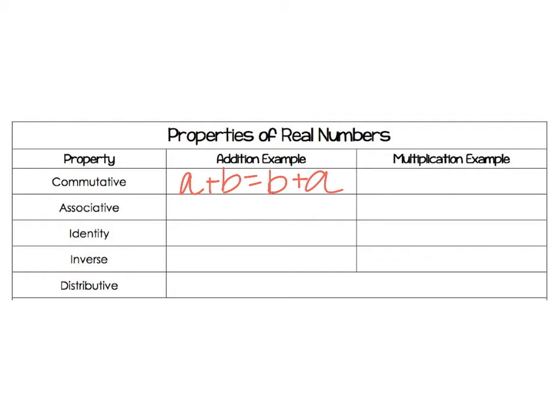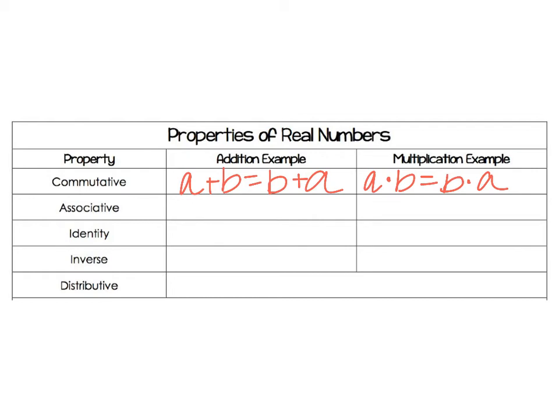When we're dealing with multiplication, it's pretty much the same thing, but we're multiplying. So A times B, we're switching the order. Now it's B times A. And with addition and multiplication, order doesn't matter. So if we switch them, we'll still get the same answer.